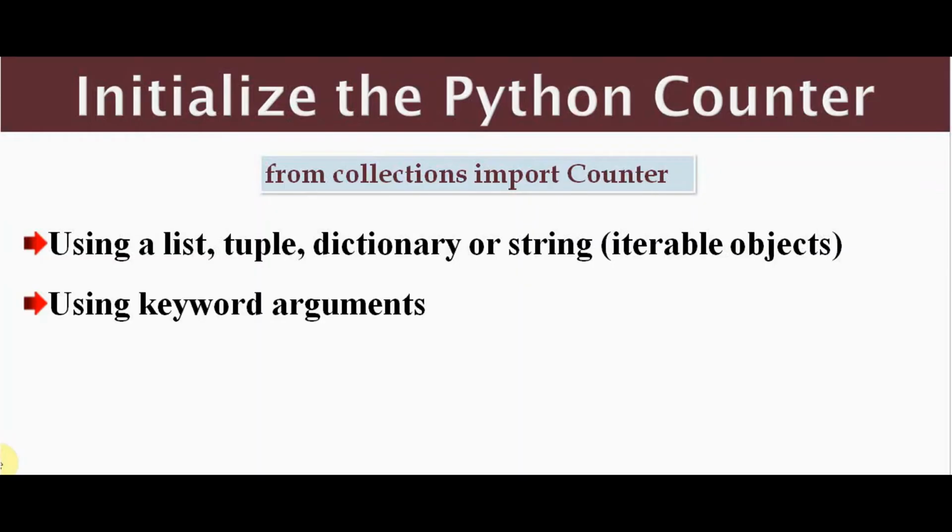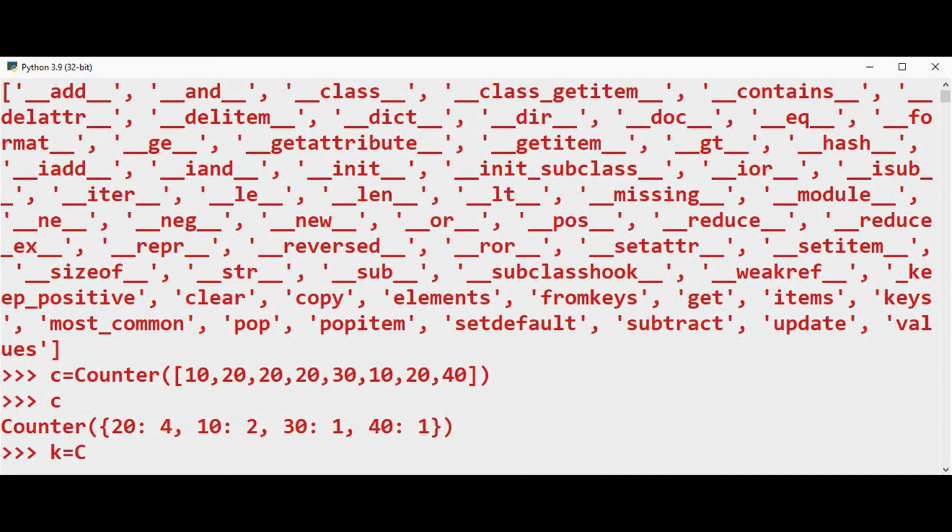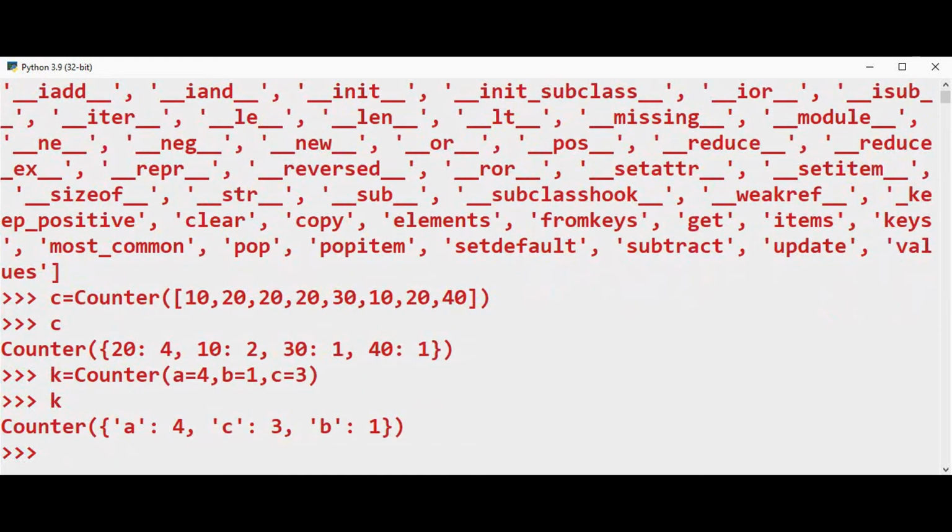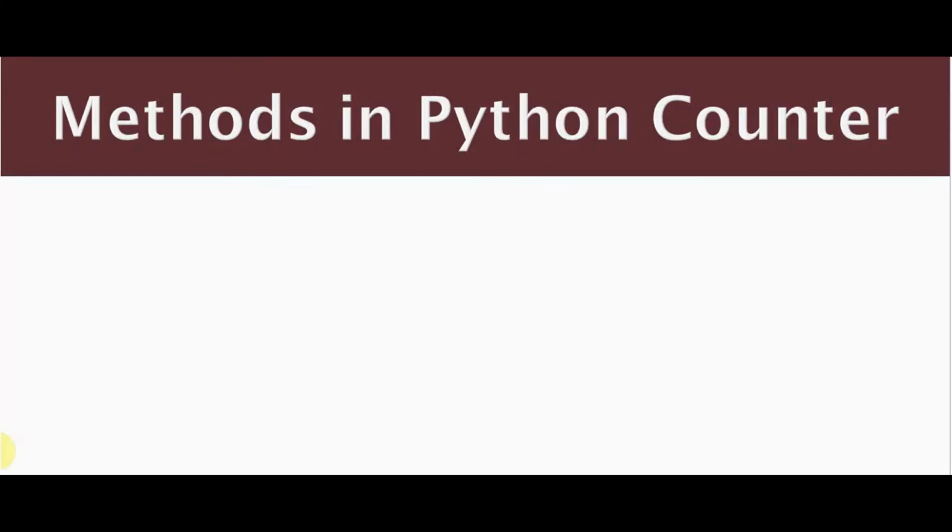The second way of initializing the Python Counter is using keyword arguments. So this takes keyword arguments as input and will give the count of each element as output. An example is k is equal to Counter, a is equal to 4, b is equal to 1, c is equal to 3. So this k as a Counter, a's count is 4, c is present 3 times and b is present once.